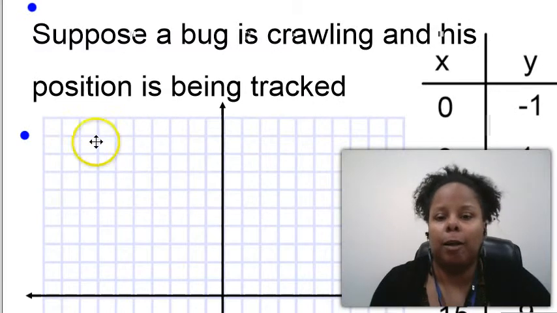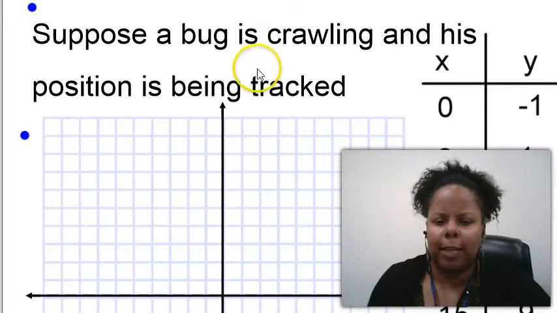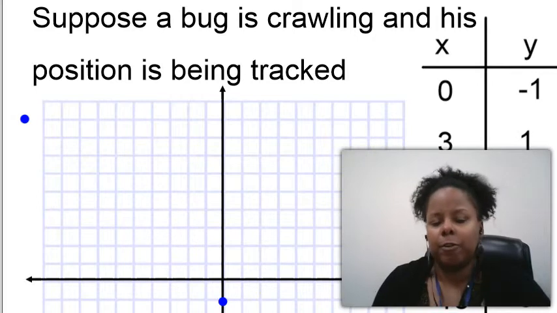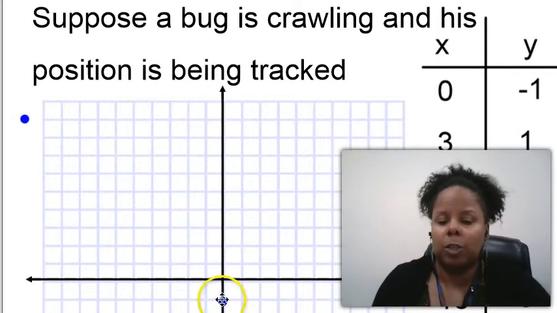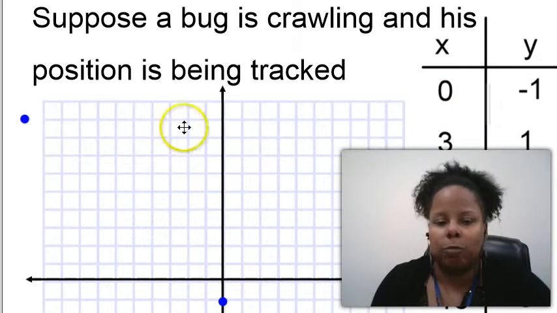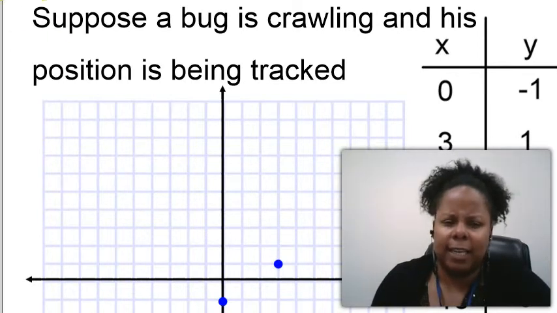Suppose I have a bug crawling around and its position is being tracked. Now the thing that is important to note is we are tracking his position. So when we first start tracking his position, he's at, let's say, this point of the kitchen floor. And we put an axis on it and we label this coordinate 0, -1. And then when we see him again, he's at this position. And that's after 1 second.